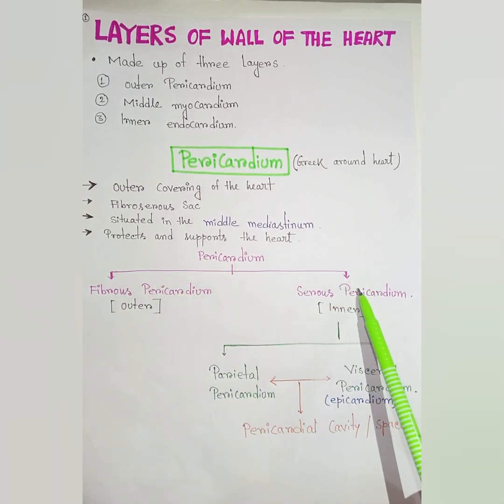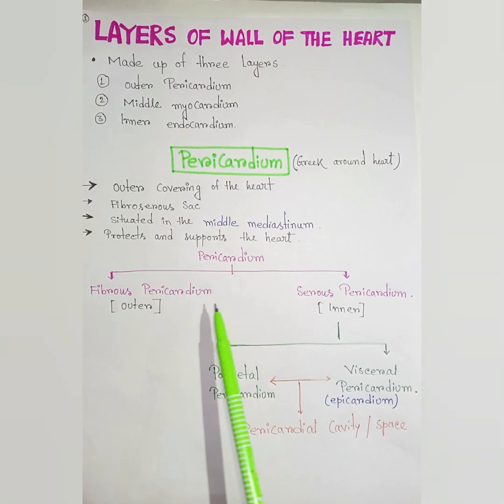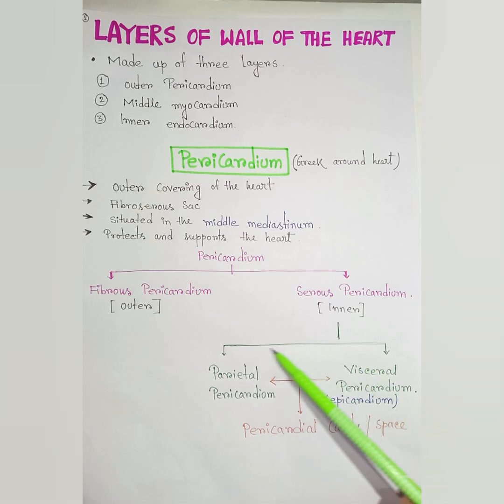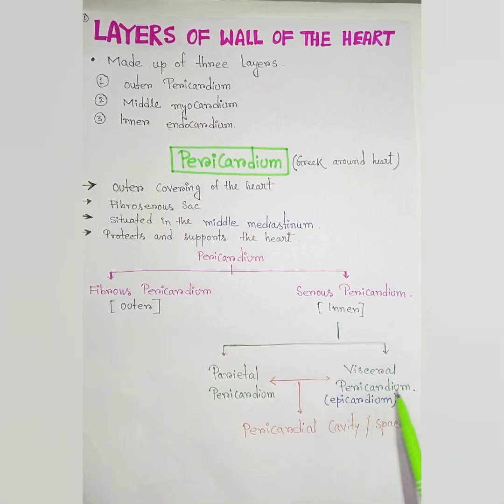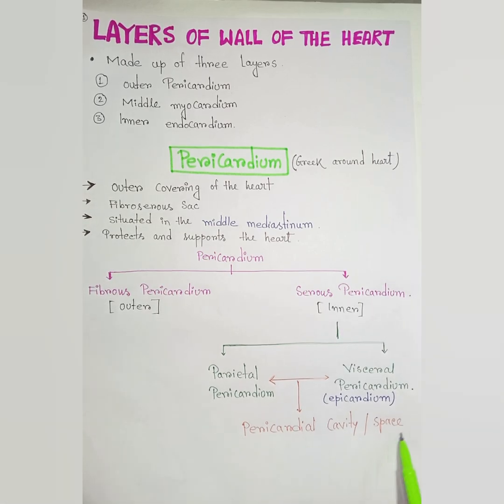The pericardium is divided into two parts or two layers. The first one is the fibrous pericardium, which is the outer layer, and the second one is the serous pericardium, which is the inner layer. The serous pericardium also has two parts or two layers. The first one is the parietal pericardium and the second one is the visceral pericardium. The visceral pericardium is also known as the epicardium. Between the parietal pericardium and the visceral pericardium, we can see the pericardial cavity or space.